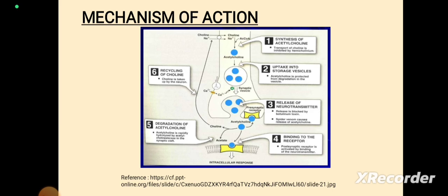The sixth point is recycling of choline. The leftover choline is recycled and taken back by the presynaptic neuron. So that was the mechanism. I have also mentioned the reference of the slide. So this is the basic mechanism of cholinergic drugs and anticholinesterases also.